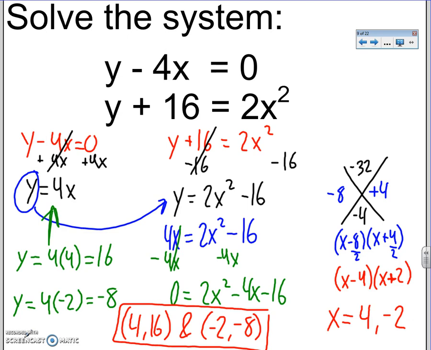We just finished this problem. Just to recap, we got y by itself, so y equals, set them equal to each other, and solved it for x. Once you have your x, make sure you plug it back into either equation to find the y's and the answer to the 2 points.